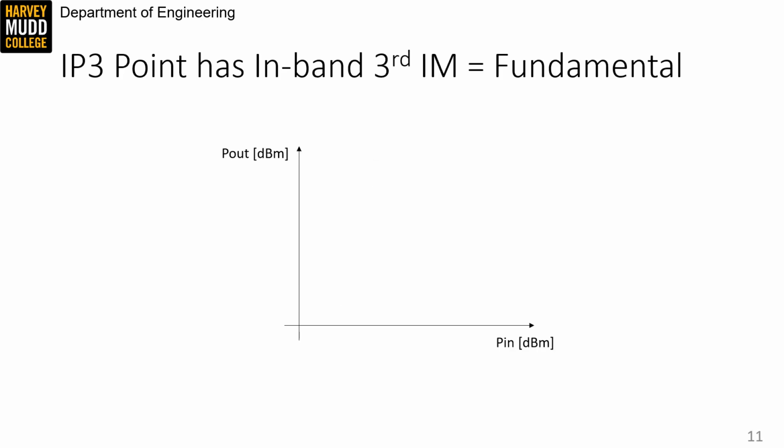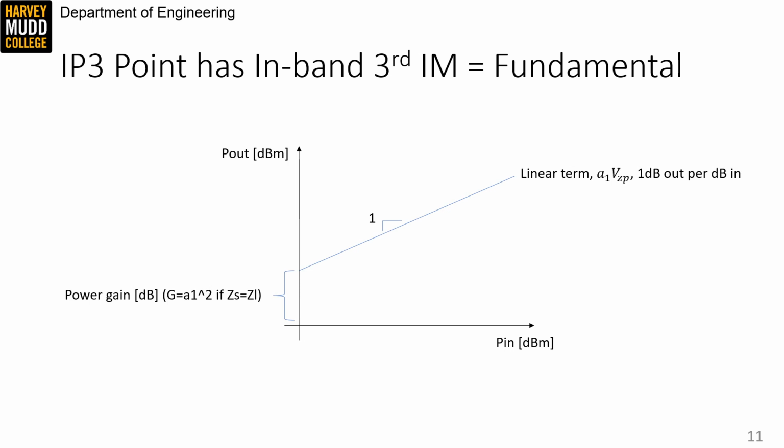We're going to approach this new measure by plotting the first order and third order components of an amplifier's output on logarithmic axes. I've noted that the axes are logarithmic by indicating the units are dBm. The first order component of amplifier power shows up as a straight line with an offset. The offset represents the power gain of the amplifier, which will be A1 squared if both the input and the output of the amplifier are matched to the same characteristic impedance.